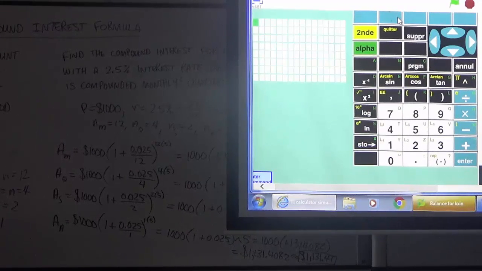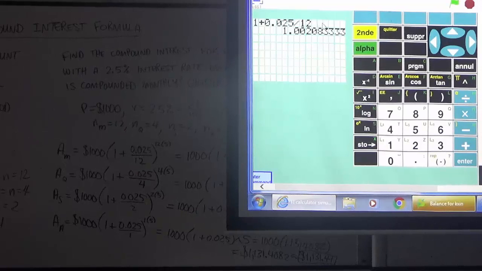what you want to do is calculate the inside of the parentheses for each problem. And we remember from the first problem we saw, we had 1 plus 0.025 divided by the number of compounds, which was 12. And to do this, you want to press enter on your calculator before you do anything else. When you're following the order of operations, what happens first is the inside of the parentheses. So here we'll press enter.